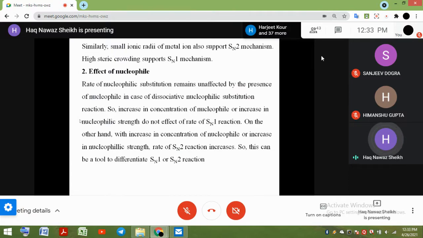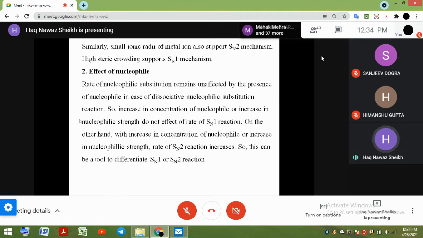Similarly, a small ionic radius of the metal ion also supports the SN2 mechanism. High steric crowding: if you have more crowding around the metal ion, ligands are bulky, so the incoming group finds it difficult to attack the metal. That supports SN1 rather than the SN2 mechanism. So, effect of nucleophiles. The rate of nucleophilic substitution remains unaffected by the presence of a nucleophile in the case of a dissociative mechanism.